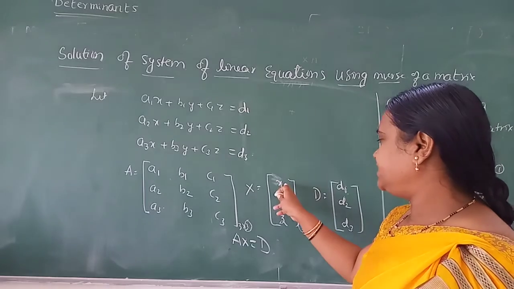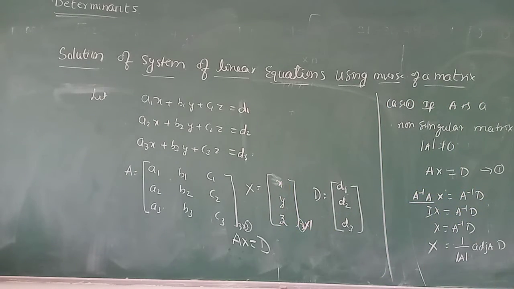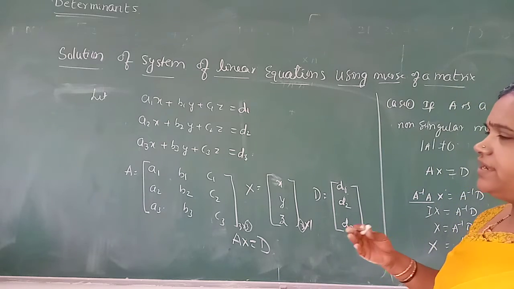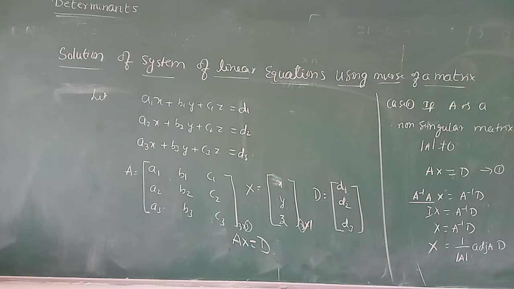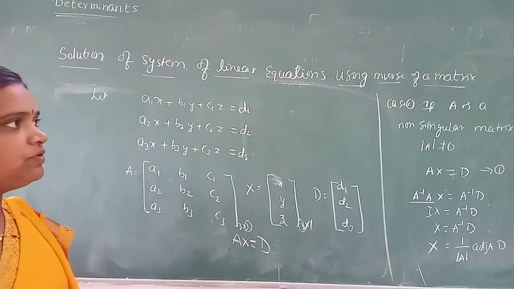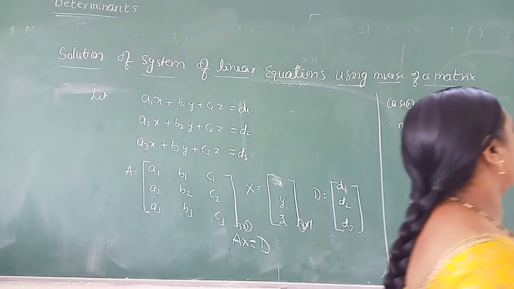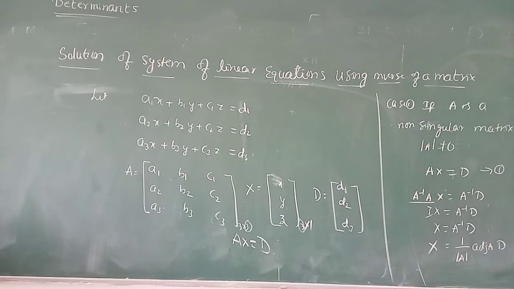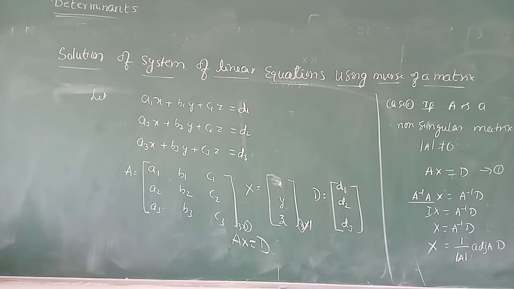X is nothing but x, y, z. In this way we can calculate the solution of a system of linear equations of how many variables? 3 variables. Similarly, we can calculate for 4, 5, 6, n number of variables. This is how we can use the application of determinants. This is what we call the application of determinants. Understood? Next, case 2. We will write case 2. If determinant A equal to 0, we will take determinant A equal to 0.